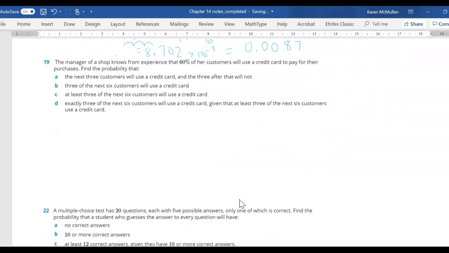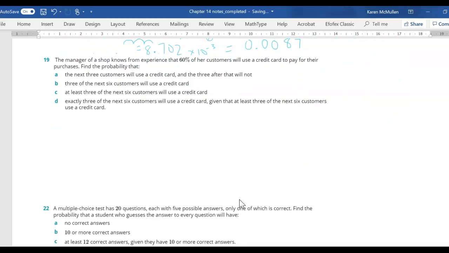All right. Question 19. The manager of a shop knows from experience that 60% of her customers will use a credit card to pay for purchases. Find the probability that. Okay, so all the question has given us is that the probability of success is 0.6.